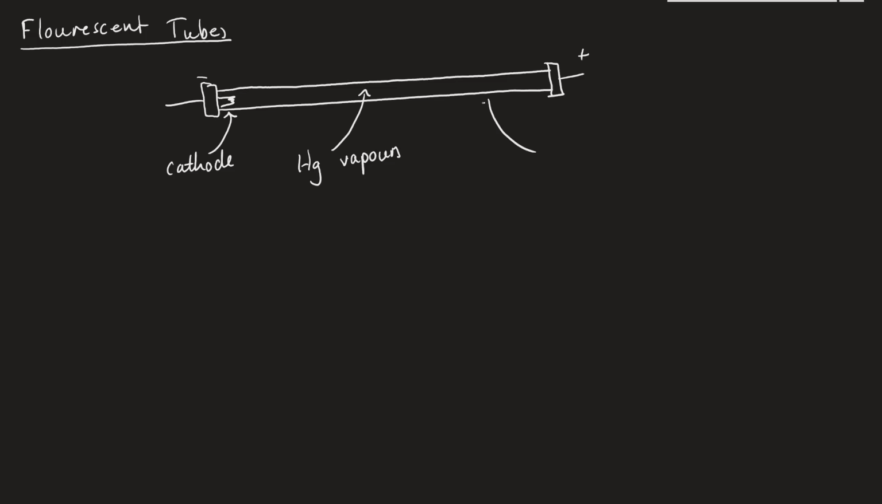We also have what we call a phosphorescent coating. And it's just phosphorus that has been coated on the outside, and we'll see why that's necessary in just a second. So there are three major stages to fluorescent tubes.